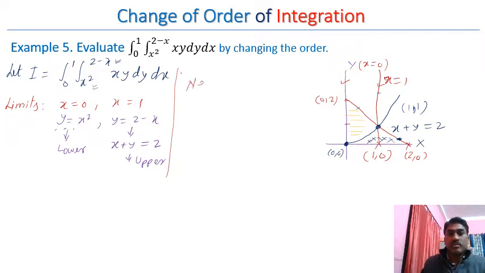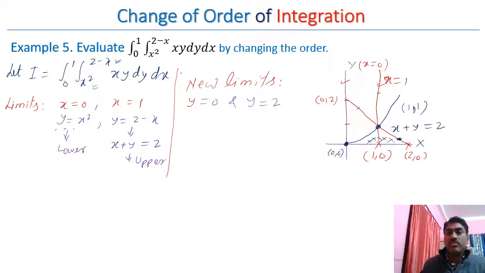So start putting the new limits. New limits means limits of the changed order. So what is the maximum value of y and the minimum value of y? So y ranges from 0 to 2. The minimum value of y is 0 and the maximum value of y is 2. So y is equal to 0 and y is equal to 2. These are the values for y. Now how do we find the limits for x?